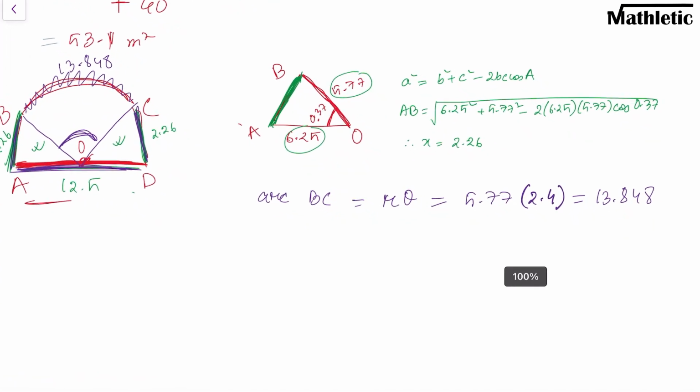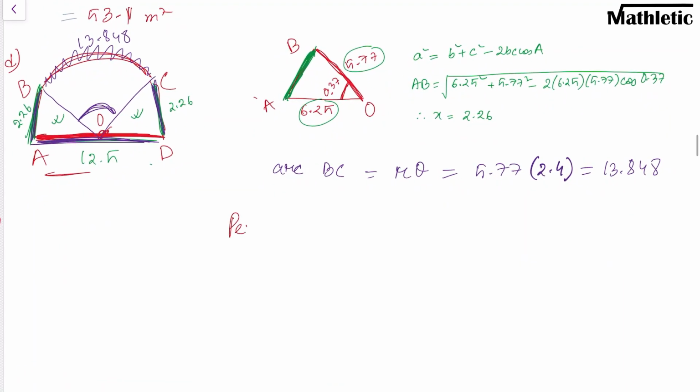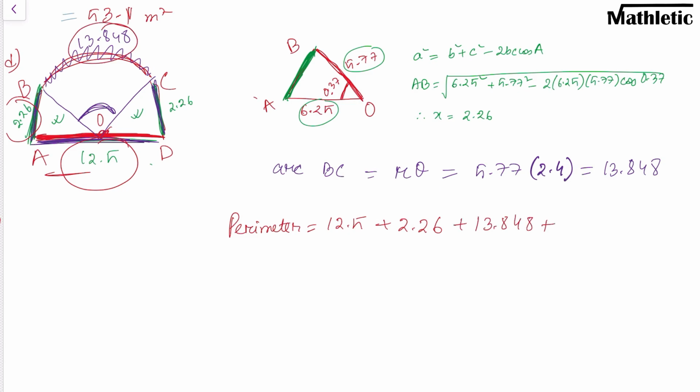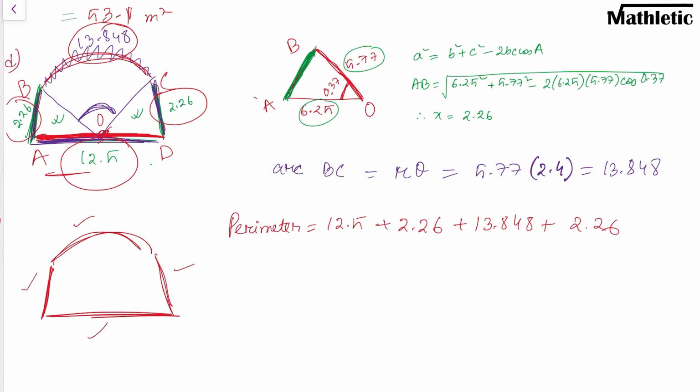So the perimeter is 12.5, then 2.26, then the arc length 13.848 plus 2.26. As in straight line, then the side of the triangle, then arc length, then side of the triangle. So 1, 2, 3, 4. This 4 length, you just add the 4 length. This will give us a value of 30.9.